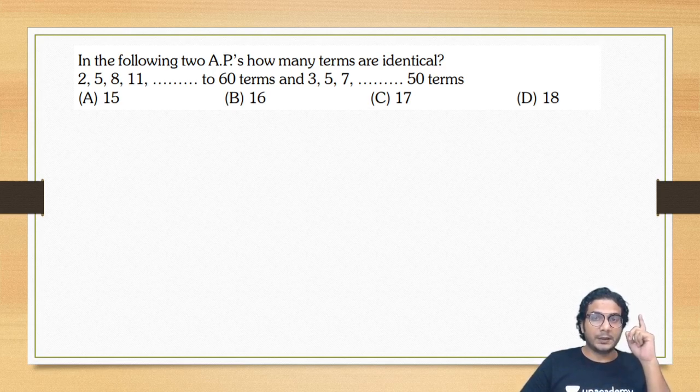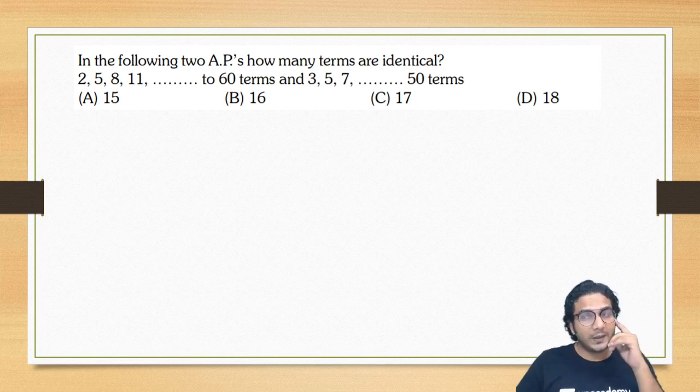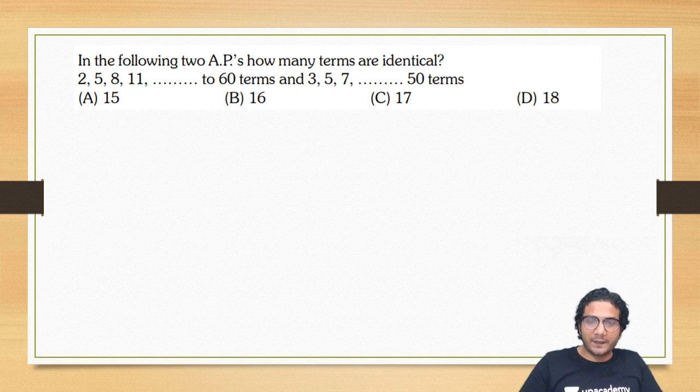Common term occurs at the gap of LCM of common differences of both the arithmetic progressions. So you can see the first arithmetic progression has common difference 3, and the second arithmetic progression has common difference 2. That means you just need to figure out the first common term first of all. If you get the first common term, which is actually given in the question, it is 5.